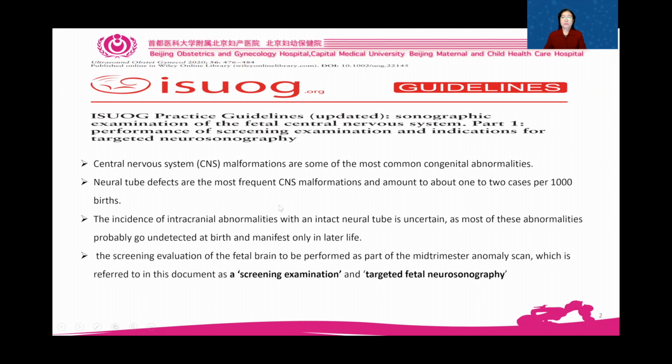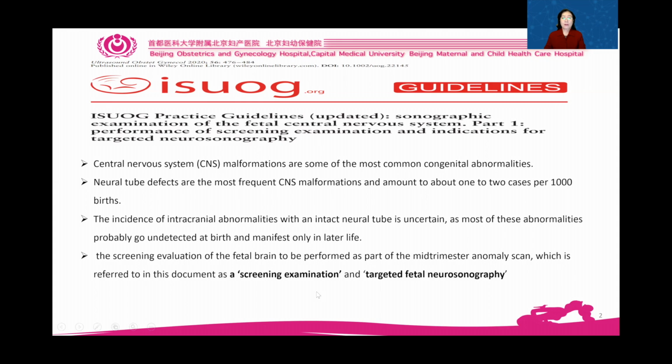Central nervous system malformations are some of the most common congenital abnormalities. Neural tube defects are the most frequently seen CNS malformations and amount to about 1 to 2 cases per 1,000 births. The incidence of intracranial abnormalities with intact neural tube is uncertain, and most of these abnormalities probably go undetected at birth and are manifested only later in life.